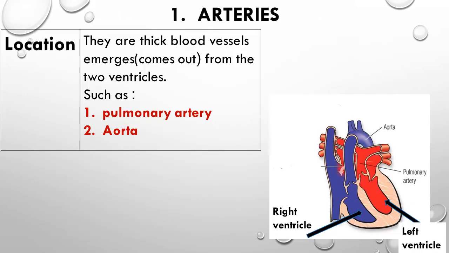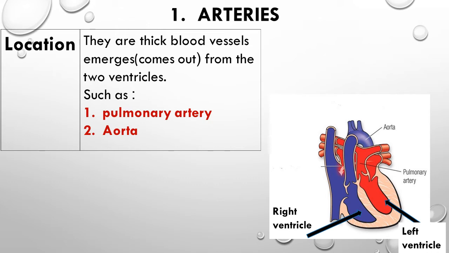Let's start with the first type of the blood vessels, which is arteries. Arteries are thick blood vessels. Where is their location? They emerge from the 2 ventricles. Emerge means come out, from the 2 ventricles, such as pulmonary artery and aorta.